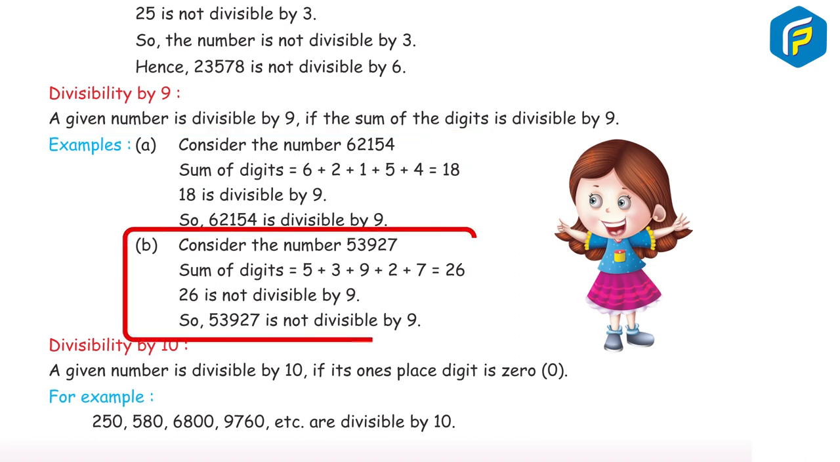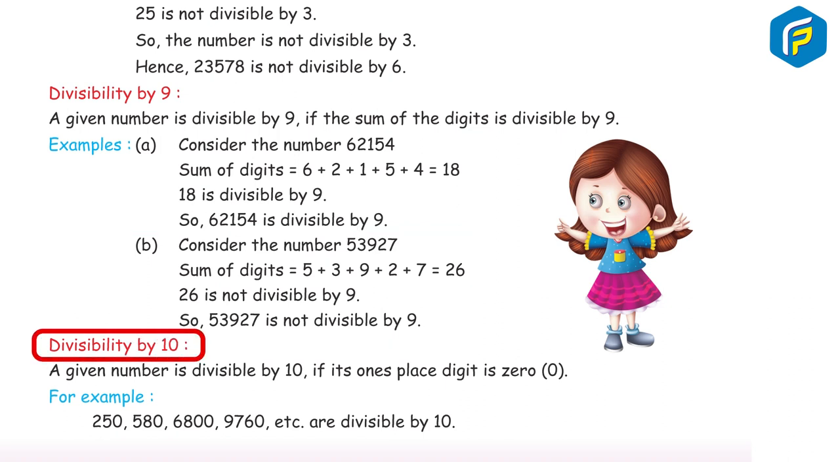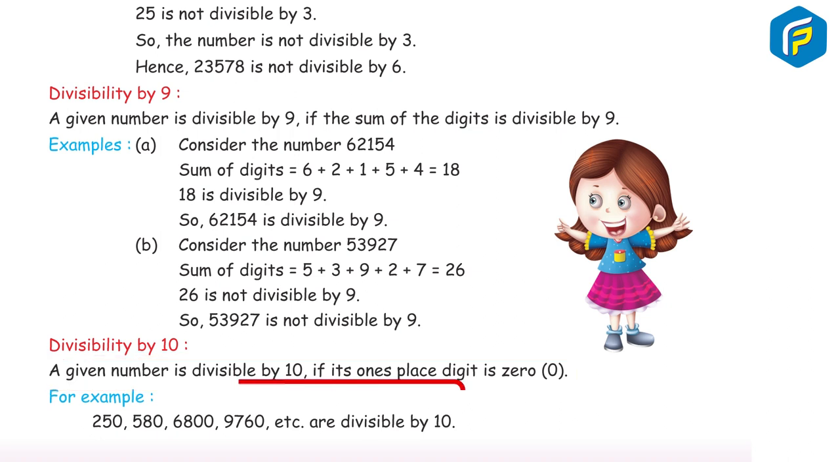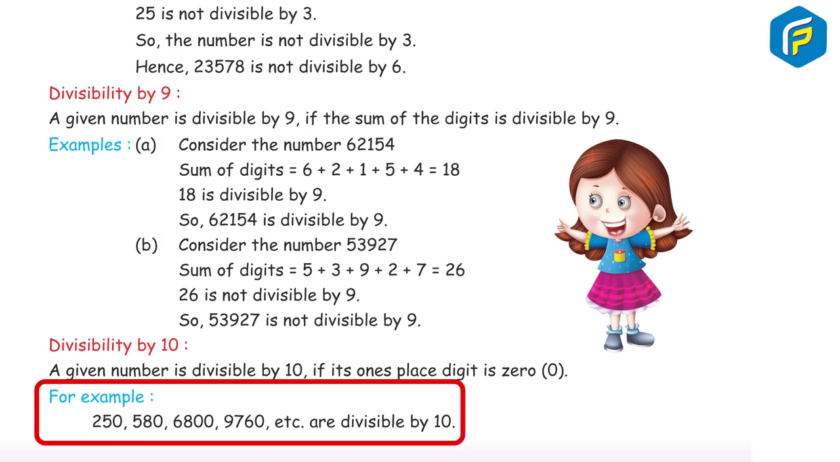B. Consider the number 53925. Sum of digits 5 plus 3 plus 9 plus 2 plus 7 is 26. 26 is not divisible by 9, so 53927 is not divisible by 9. Divisibility by 10. A given number is divisible by 10 if its ones place digit is 0. For example, 250, 580, 6800, 9760, etc. are divisible by 10.